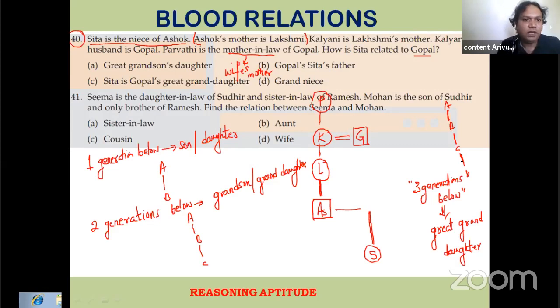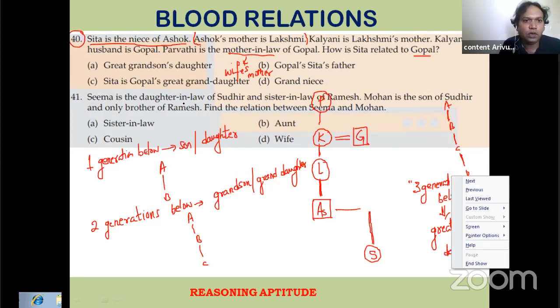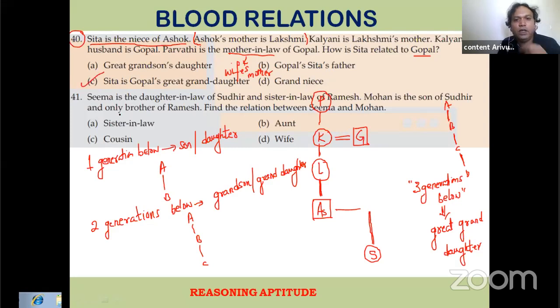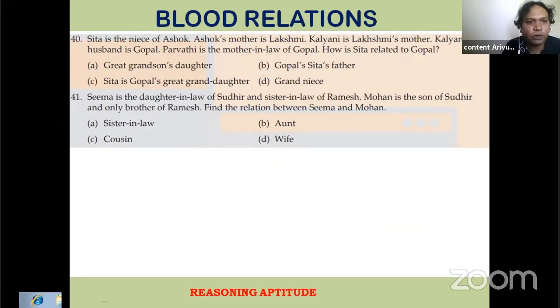So question 40, answer is C. Sita is Gopal's great granddaughter. I hope you have noted down this point. Let me erase all this and let's solve question 41.